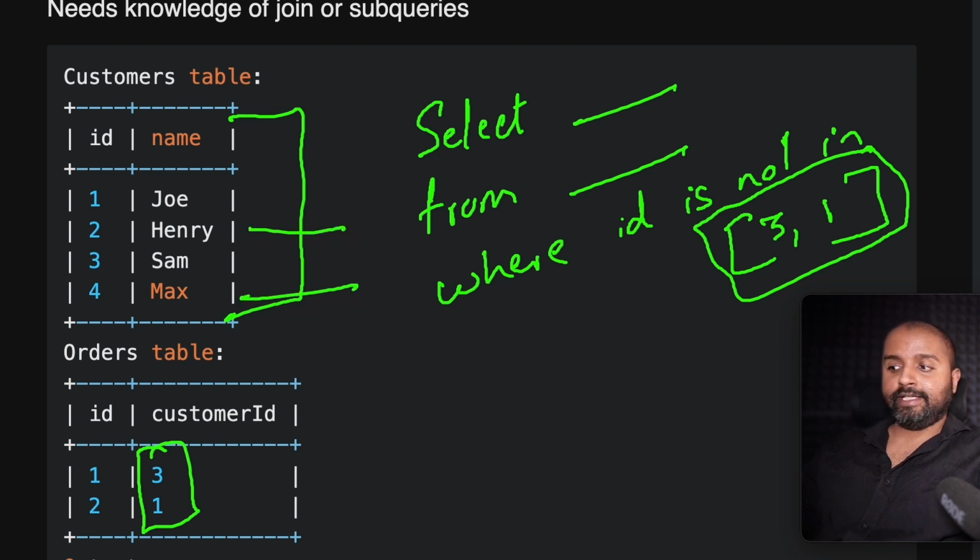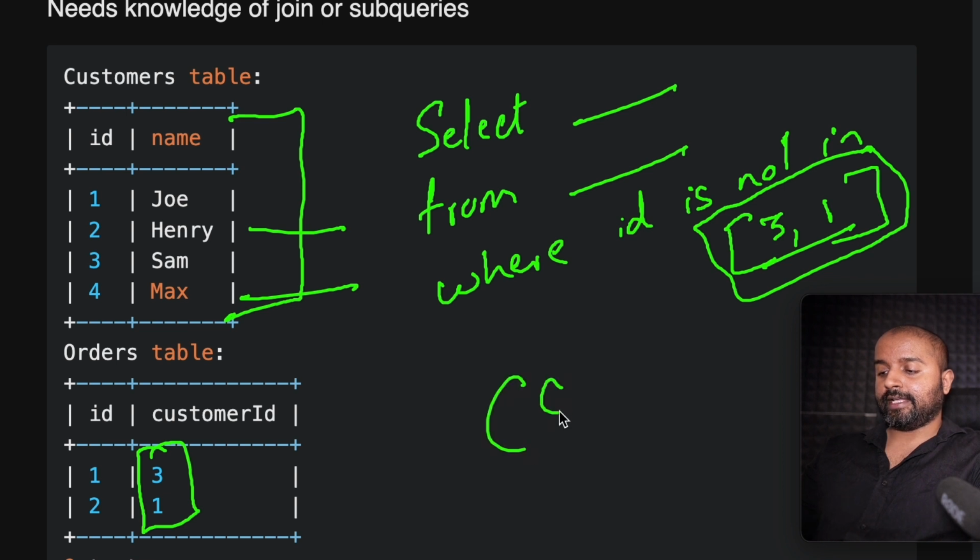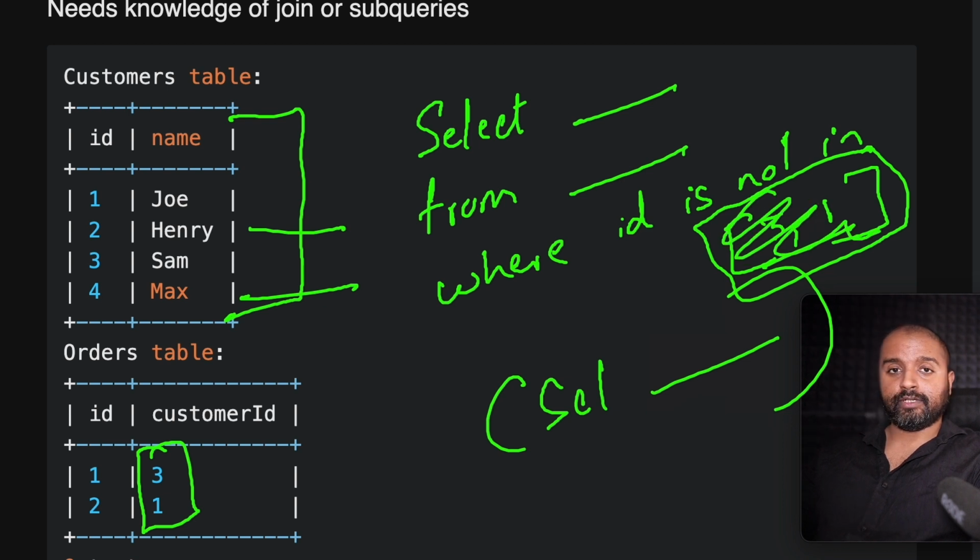So this is where we get to use subqueries. To get this 3 and 1, we can just write select customer_id from this table. Imagine this is our query, and instead of this, we would just pass it over here. And this would be a simpler solution if you're using subqueries.